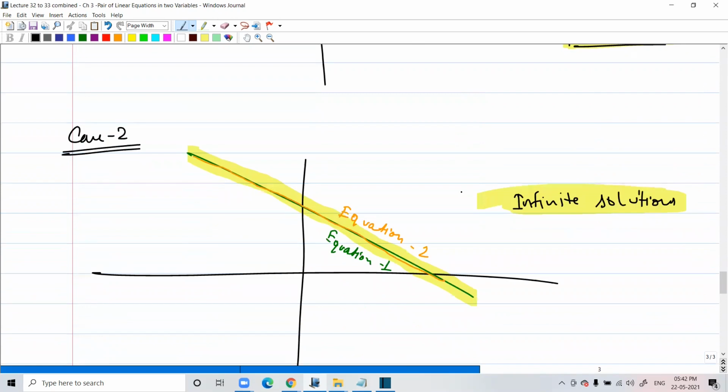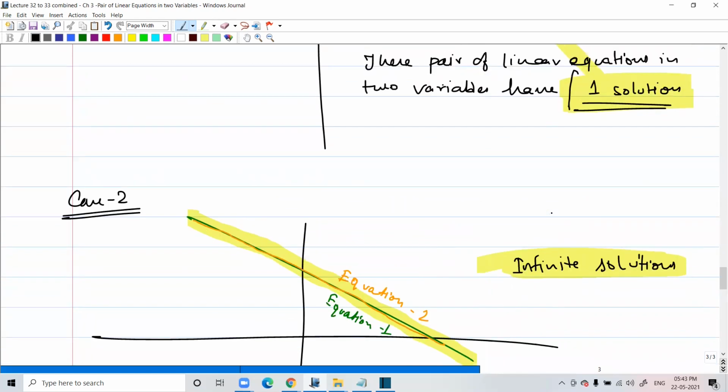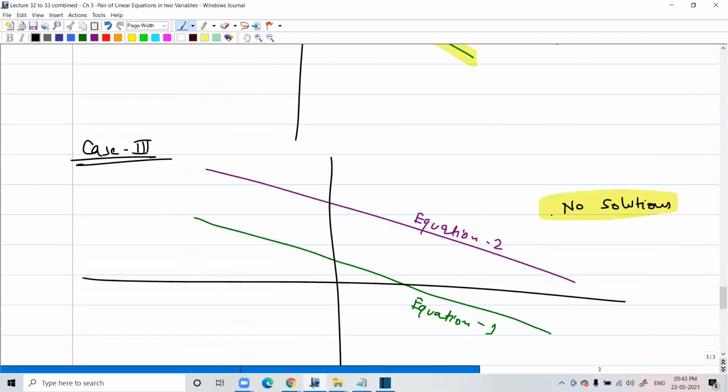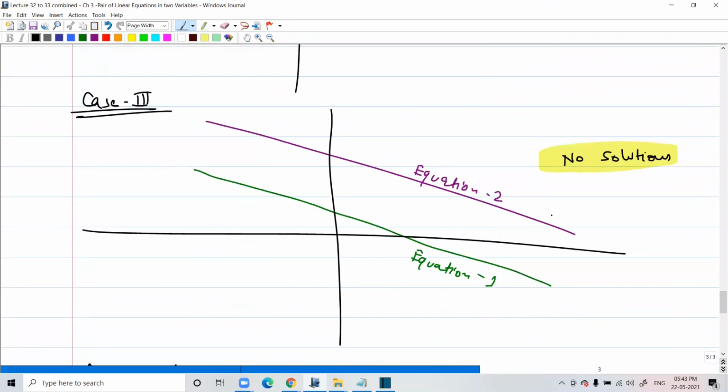Then there is another case where both those equations exactly coincide with each other. They sit on top of each other. So every point on one line is also a point on the other line. In this case, how many solutions are there? Infinite solutions. One solution, infinite solutions. And then there was a third case when they don't meet at all. They are parallel to each other. In that case, there will be no solution to the pair of linear equations in two variables.